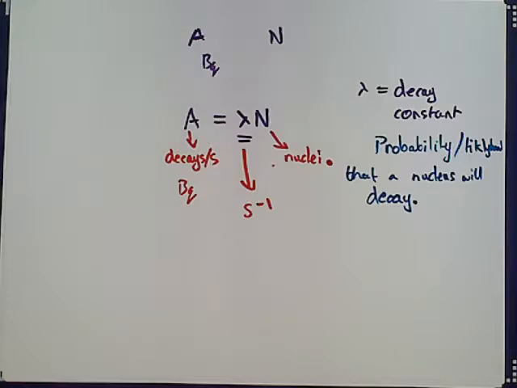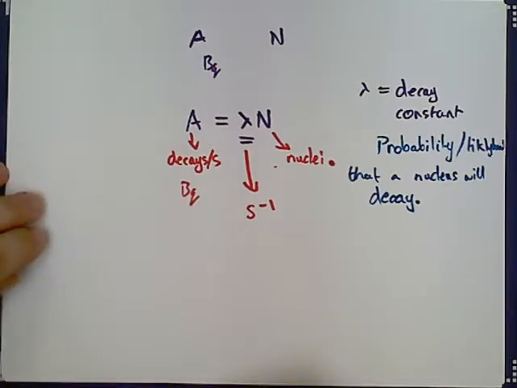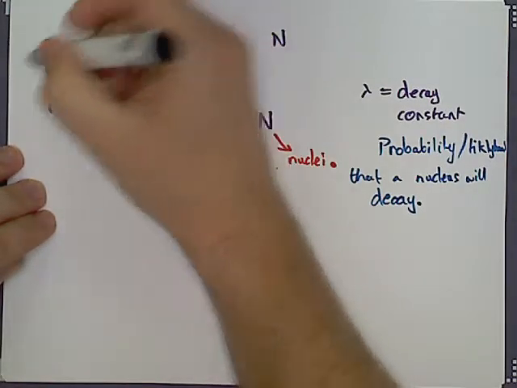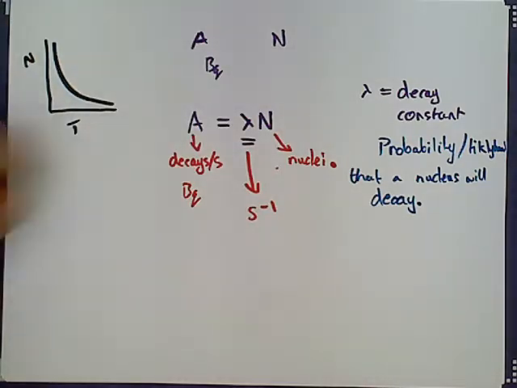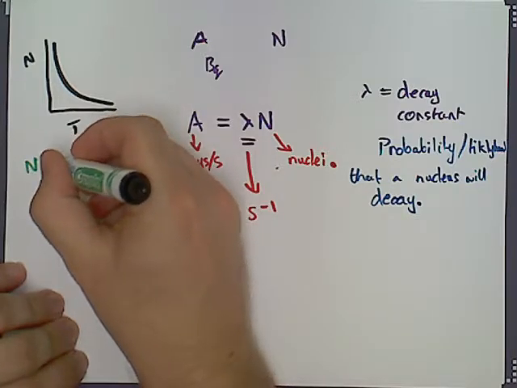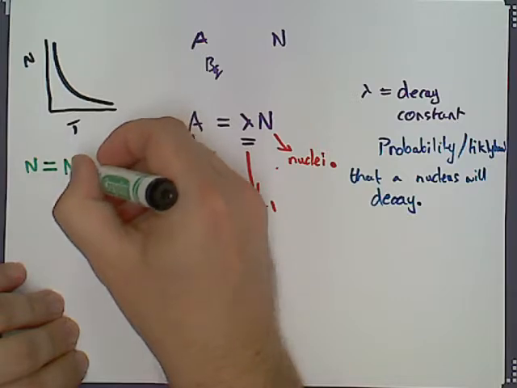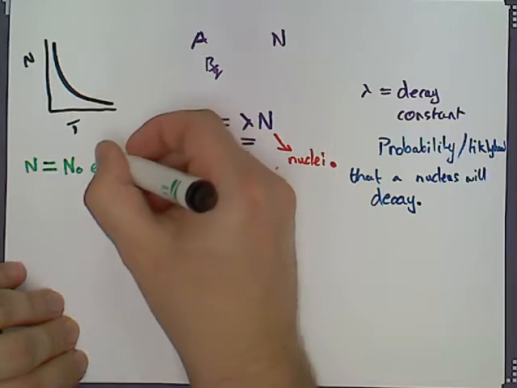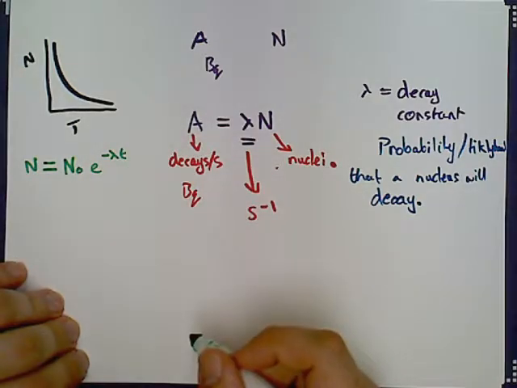As we saw in the previous video, radioactive decay is an exponential decay, like that, so N against t. As you would expect from an exponential decay, you have an exponential equation to go with it. That equation looks like this, where the number of nuclei that you end up with after a certain amount of time is equal to the number of nuclei you start with, N0, times e to the power of negative lambda t.